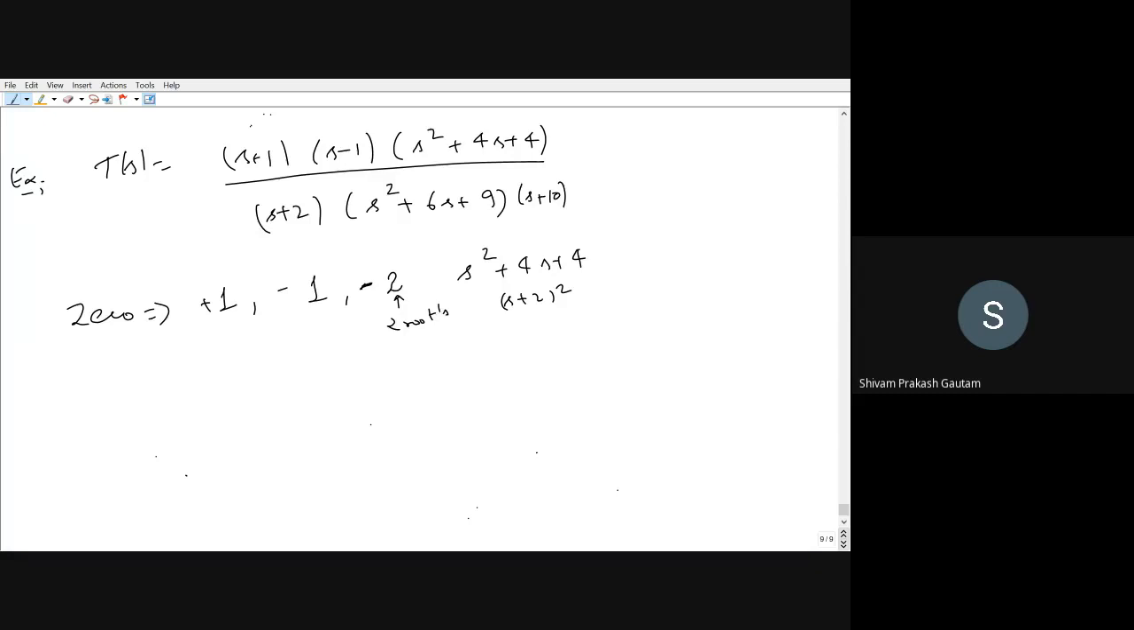Okay, because this will cancel. So let me write here s plus 3. What are the poles here? Minus 3, minus 3, minus 10. There are 3 poles at minus 3. You can see, 2 poles are here and 1 pole is here. How to represent it in the S plane?